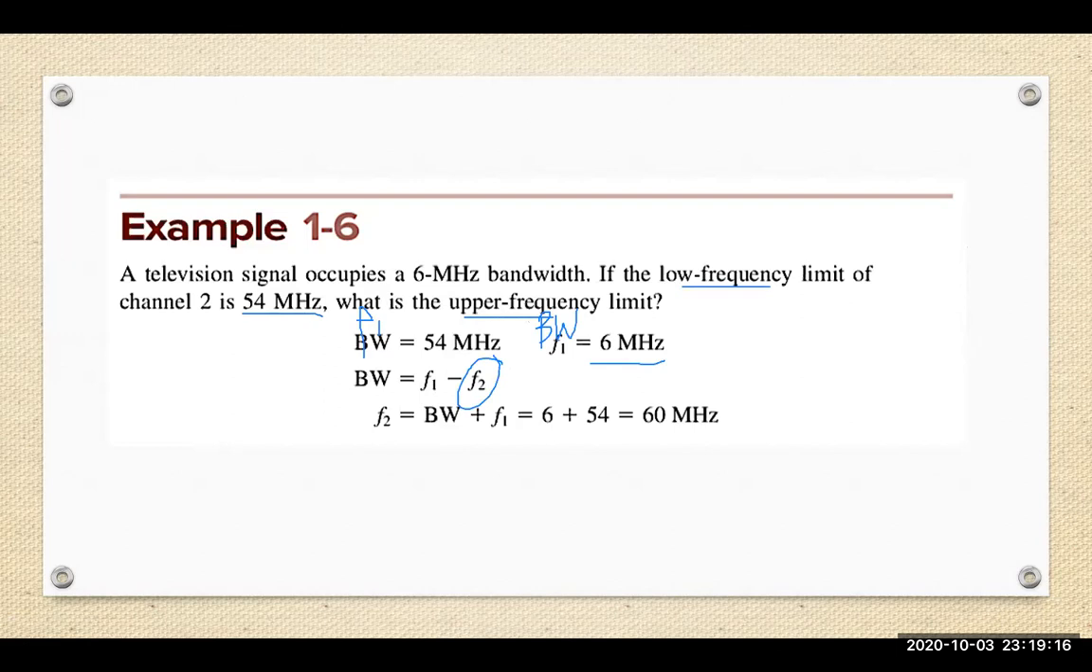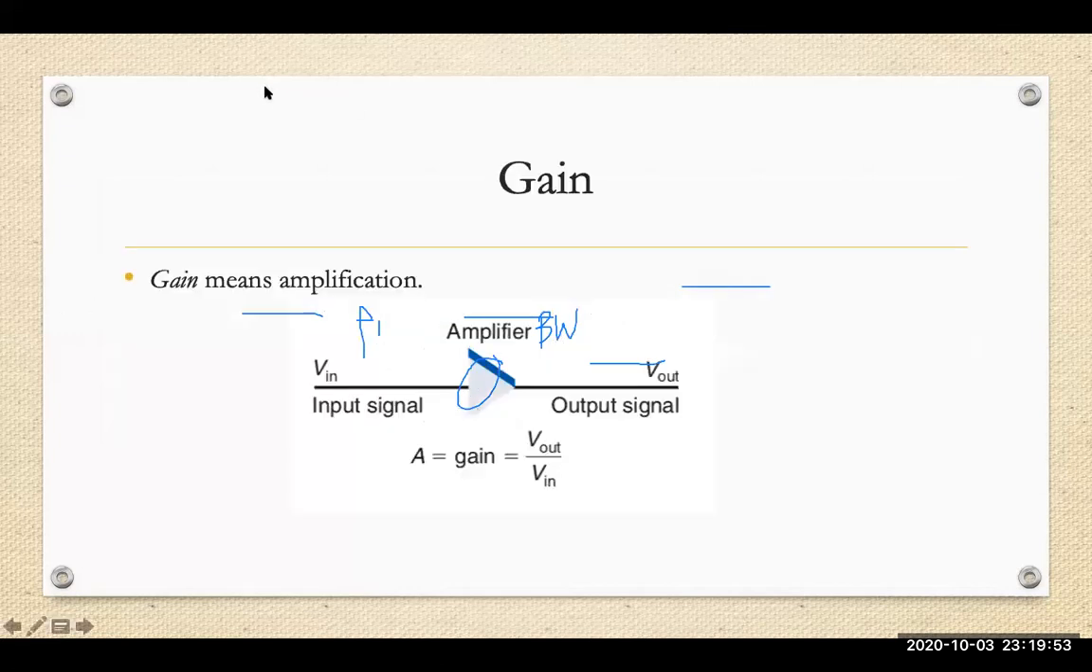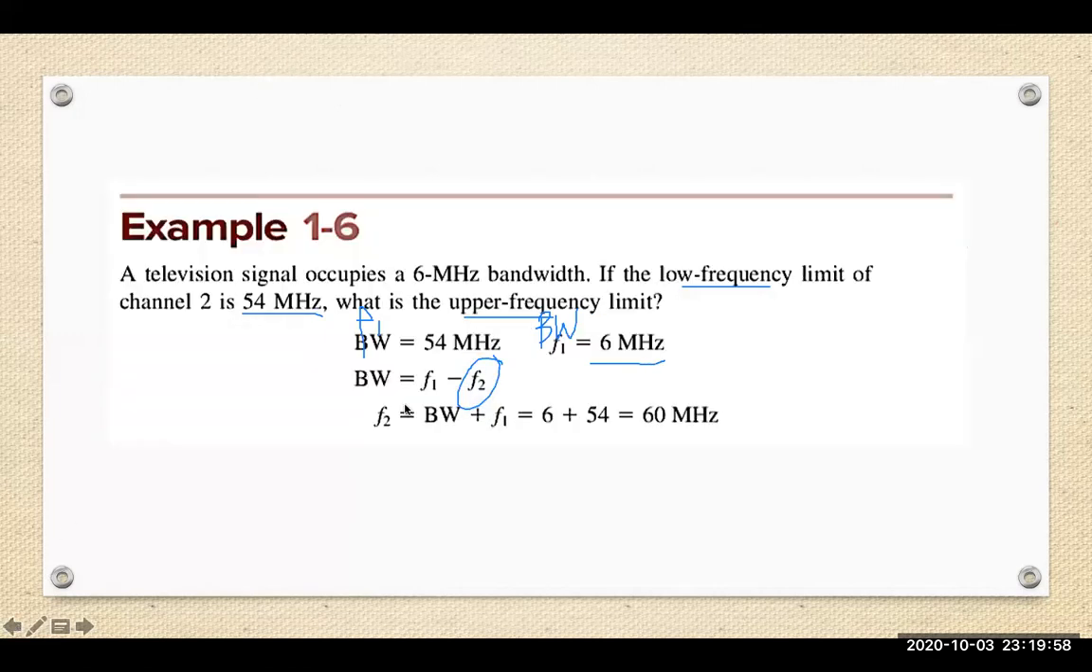Let me just get my pen and correct this one. Let's go back to the previous slide. This should be f sub 2 minus f sub 1. So you transpose f sub 1 to the left-hand side, it will become bandwidth plus f sub 1. There's a typo, a graphical error here. Let me just rewrite this one.